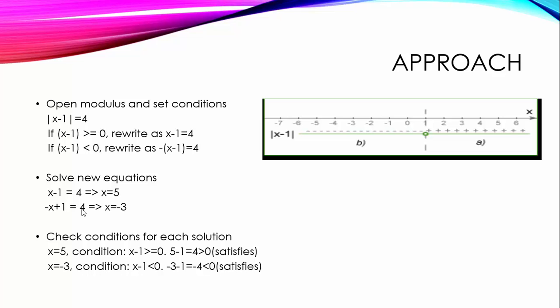X is equal to 5 has to satisfy the initial condition x minus 1 greater than or equal to 0. Putting in x is equal to 5, 5 minus 1 is equal to 4, which is greater than 0. It satisfies. Otherwise, we would have to reject x is equal to 5. And x is equal to minus 3 has to satisfy the initial condition x minus 1 less than 0. Minus 3 minus 1 is equal to minus 4, which is less than 0. It satisfies. Otherwise, we would have to reject x is equal to minus 3.